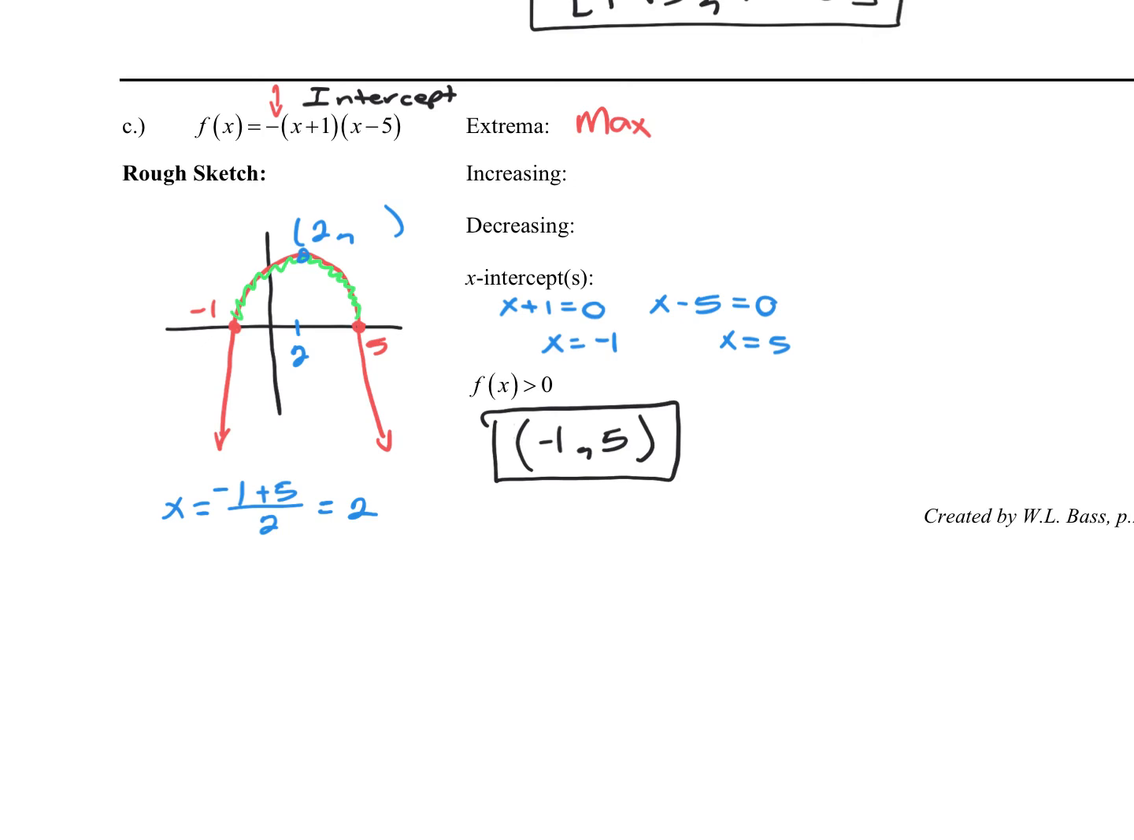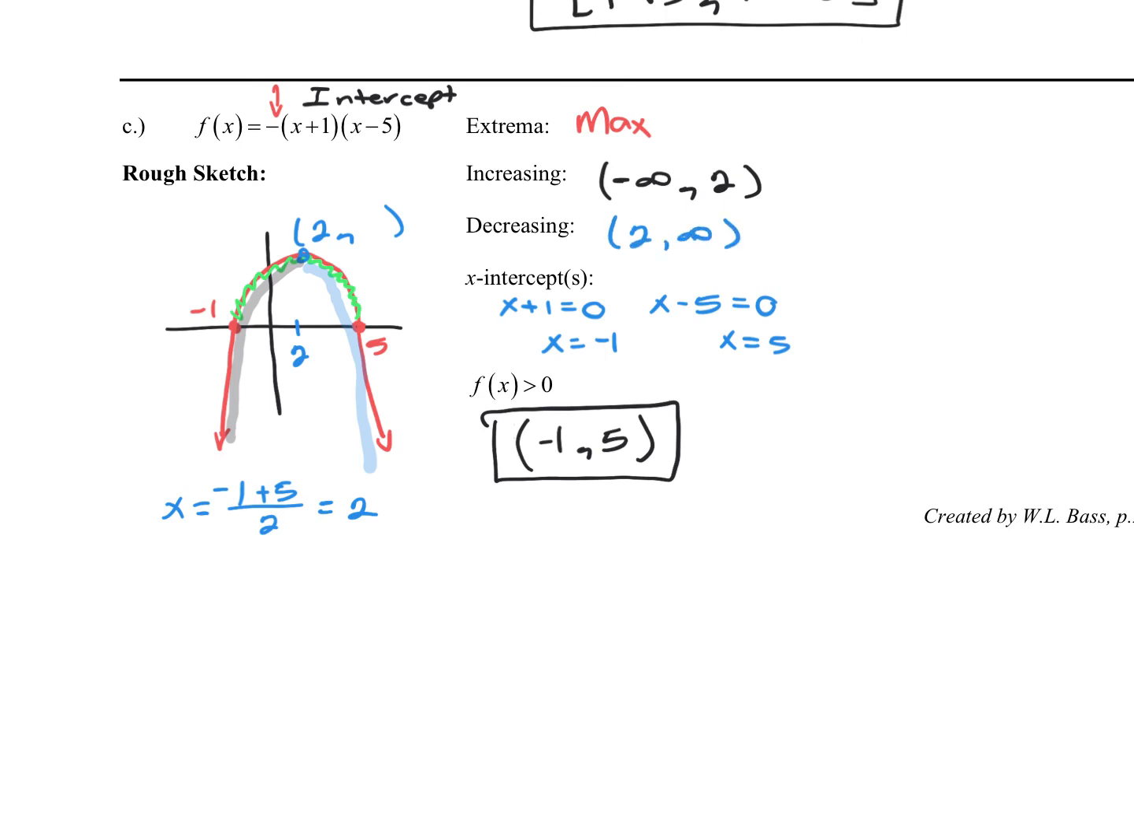That means that I can look at my increasing interval, and that's going to be from -infinity to that x coordinate of the vertex. And then I can also do my decreasing interval. That's also going to go from the x coordinate of the vertex to positive infinity.